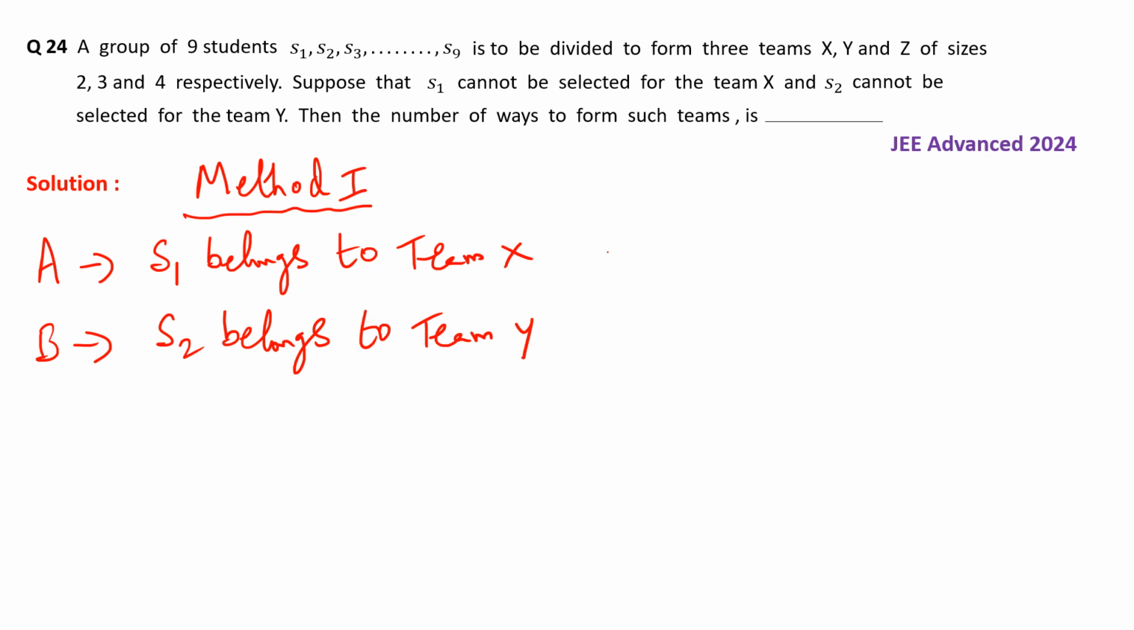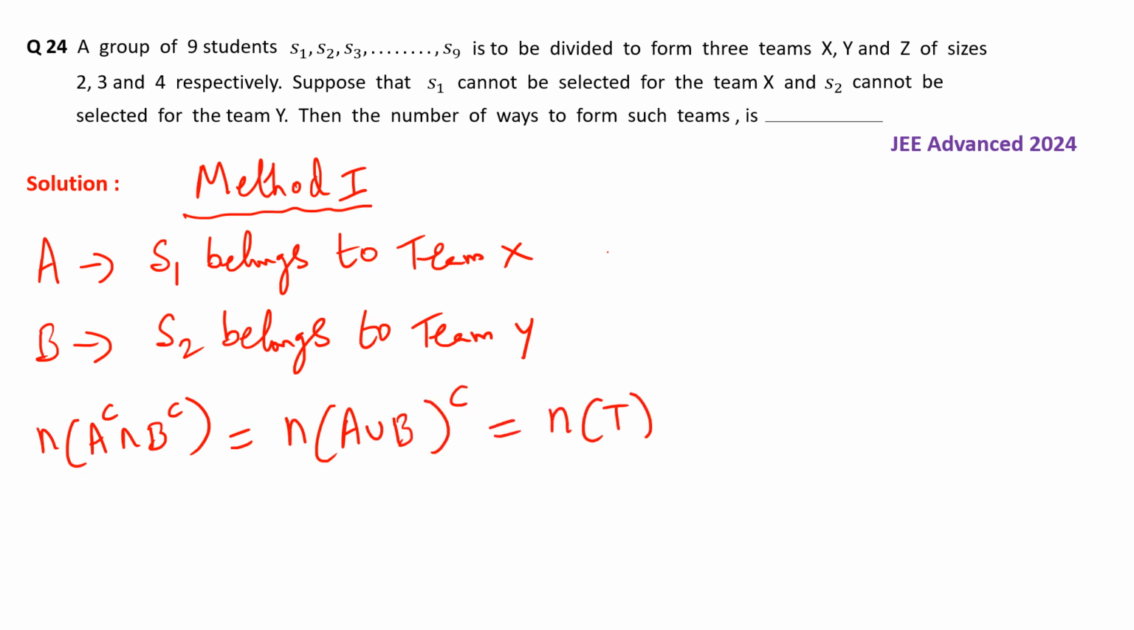Now as per the language of the question, what do we need to find? We need to find A complement intersection B complement. That means we have to find the total number of ways of forming these teams such that neither A should happen nor B should happen. That means neither S1 belongs to team X nor S2 belongs to team Y. Now by using De Morgan's law, this can further be written as A union B whole complement. And finally, it is NT minus N(A union B).